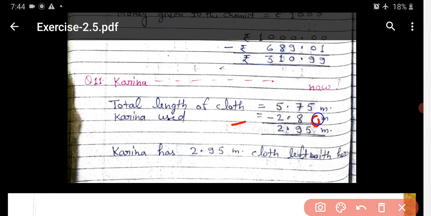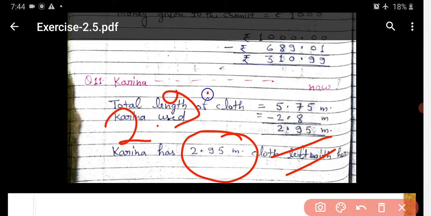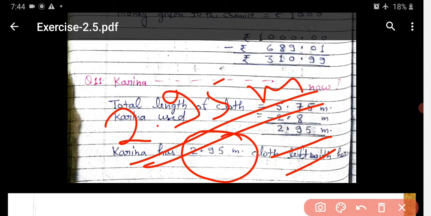Now just make it 0 to make it balance. 5 minus 0 becomes 5. 7 minus 8 is not possible. Take 1 carry, it becomes 17. 17 minus 8 is 9. Here 4 remains. Then 4 minus 2 becomes 2. So your answer is 2.95 meter. So how much cloth is left with Karina? 2.95 meter. It is your final answer.